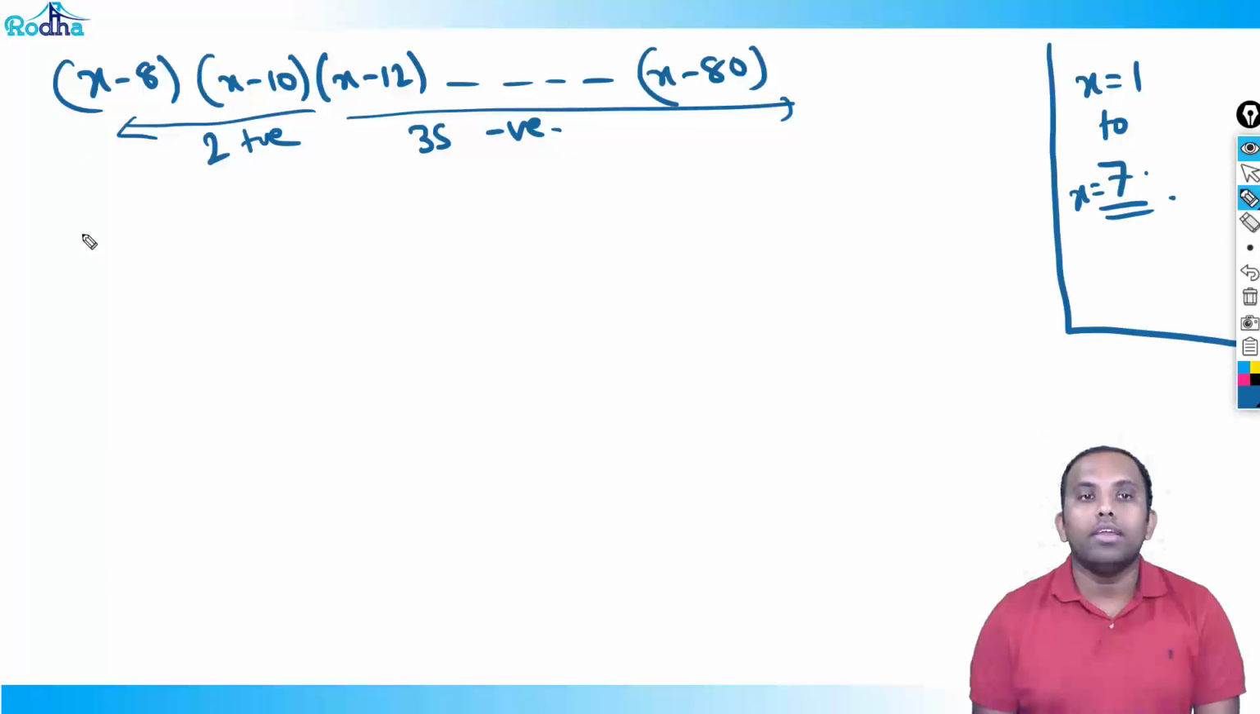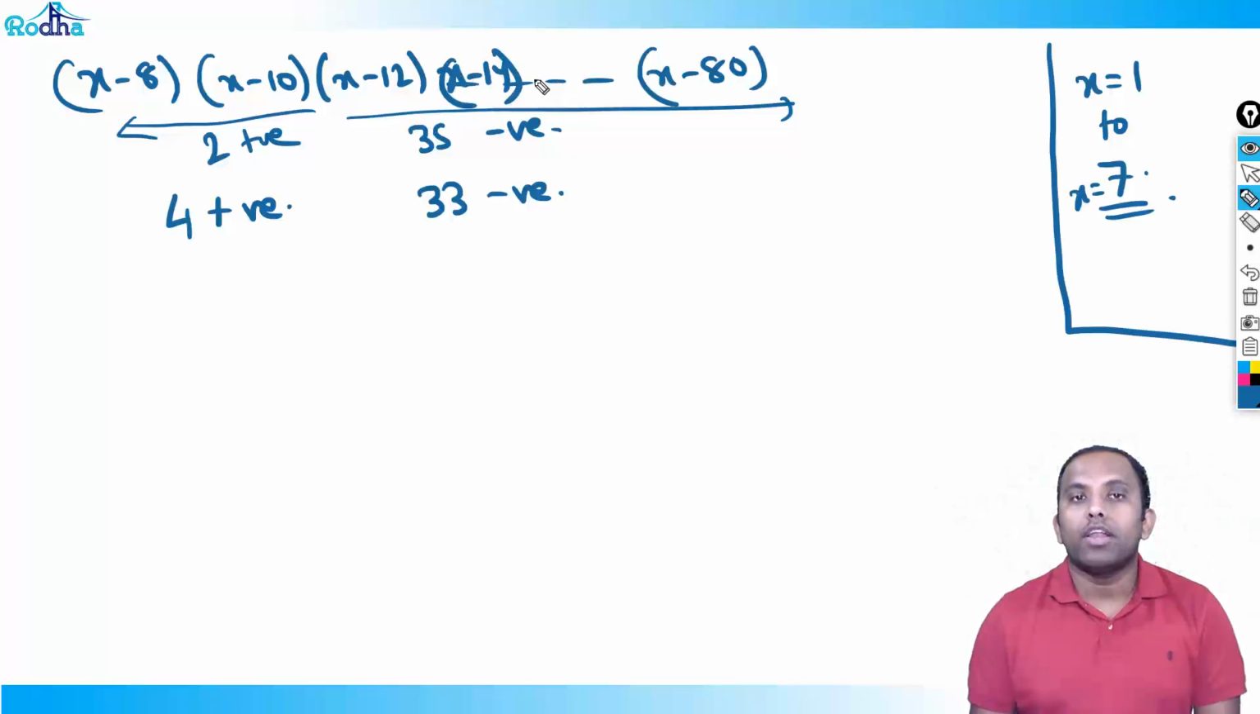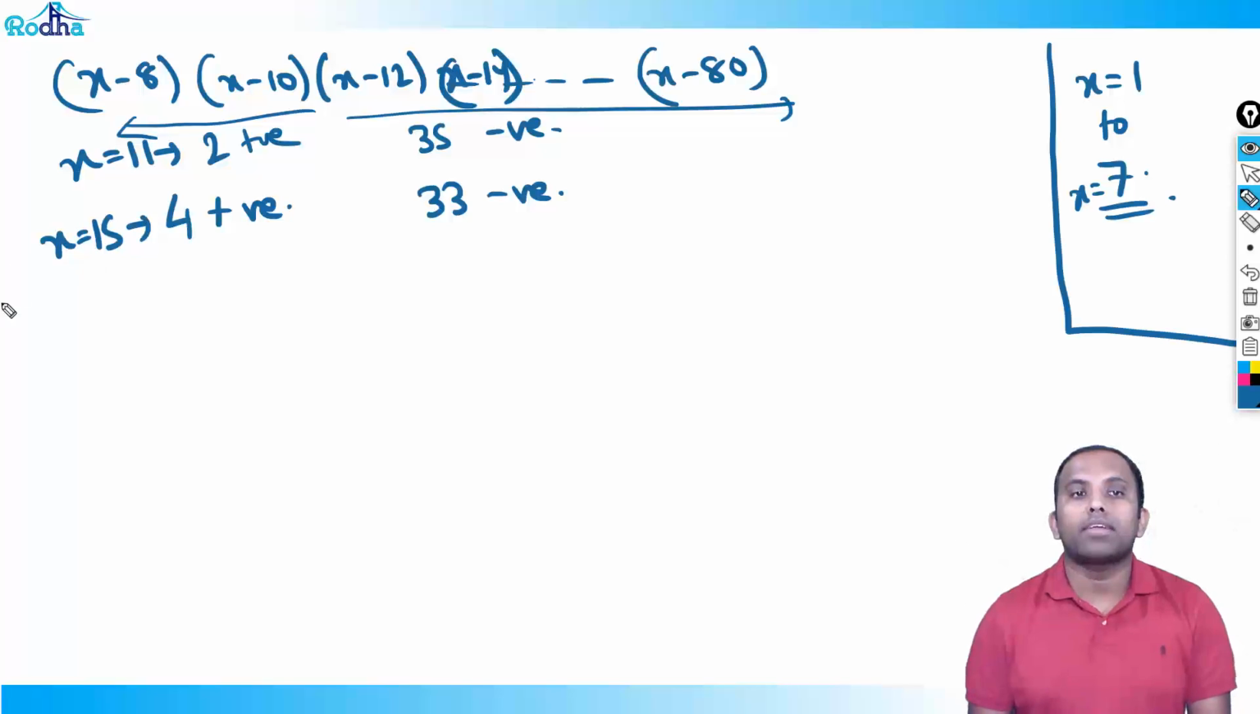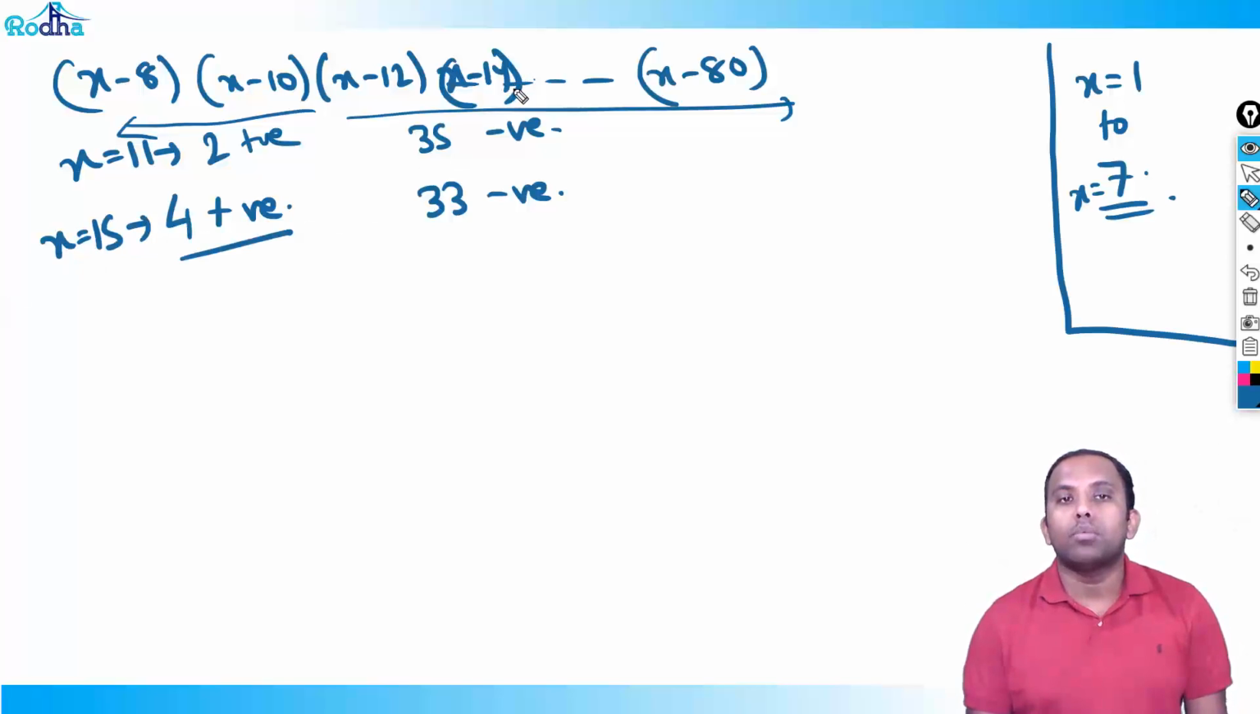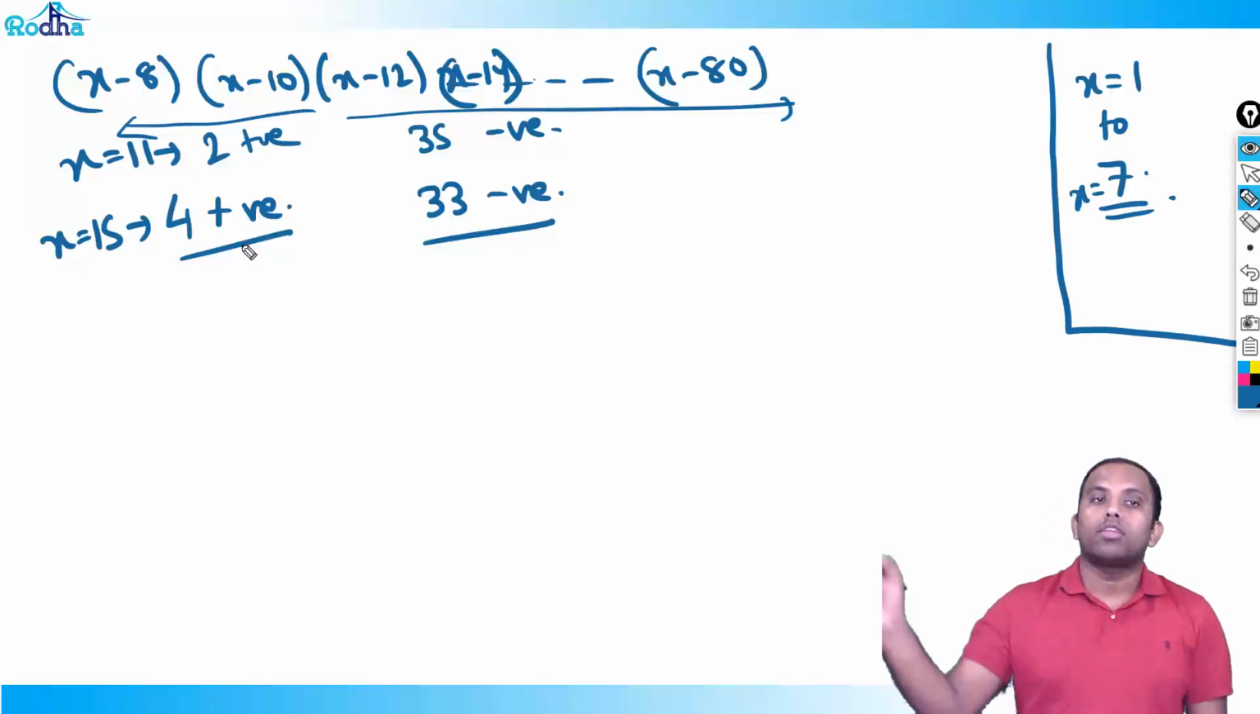Similarly, what is our next funda? I should make 4 terms positive now. If 4 terms are positive, then the rest 33 will be negative. To make 4 terms positive, after x minus 12 comes x minus 14, so the next value I should pick is x equal to 15. If I pick x equal to 15, 4 terms will be positive and the rest 33 will be negative, and this series will go on.